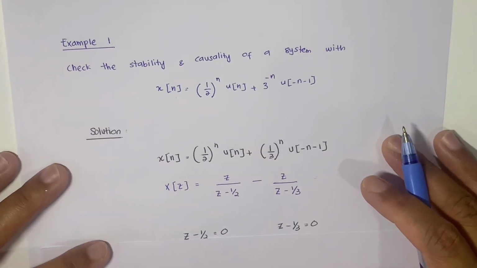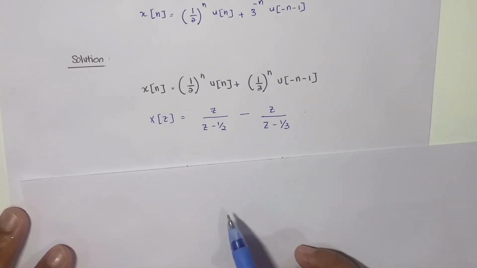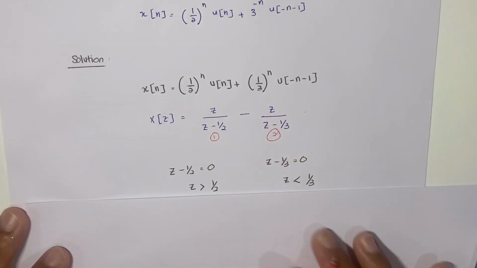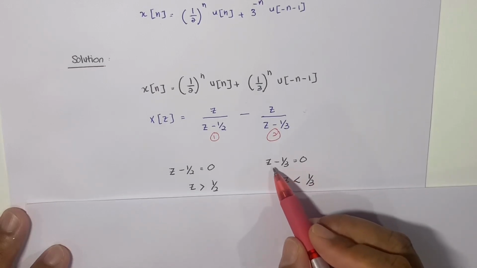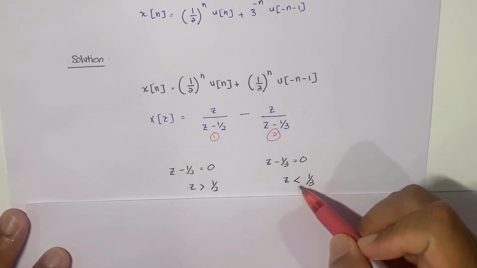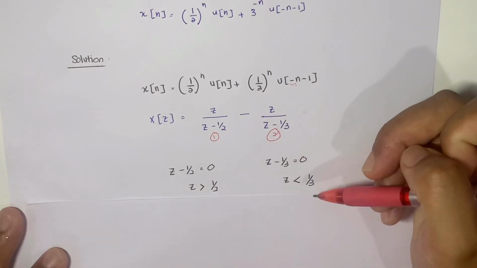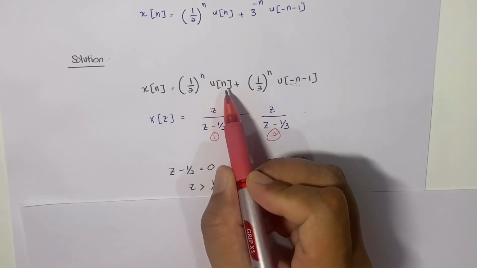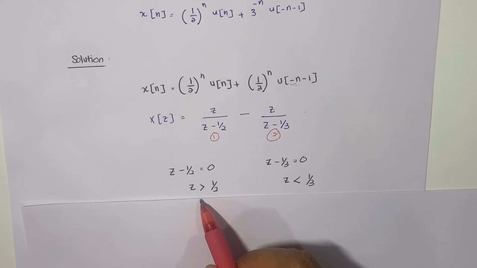Now we need to find the poles. The first pole is z minus 1 over 2 equal to 0, with |z| bigger than 1 over 2. And the second pole is z minus 1 over 3 equal to 0, with |z| less than 1 over 3. Why is this less than? Because we refer to the signal which is a left-sided signal, so the sign here is less than. And for this one, this is positive n, which is a signal that lies at the right side, so this sign is bigger than 1 over 2.